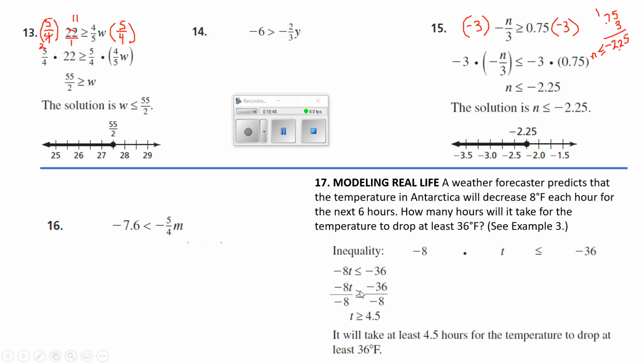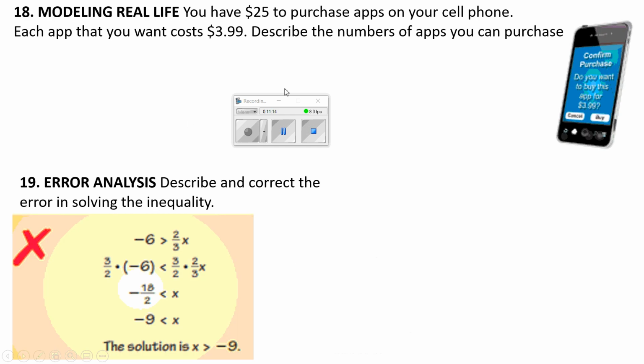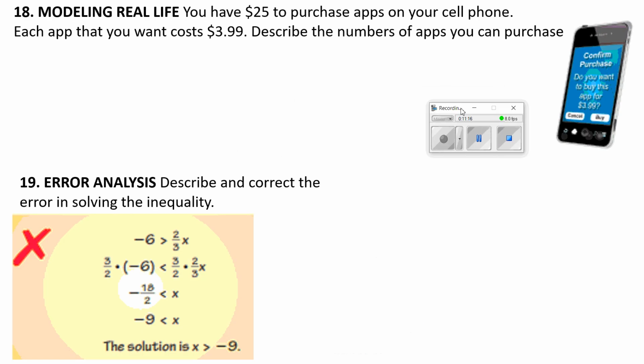You might have noticed they turned the inequality symbol around, and that's because we divided by a negative number. Does everyone see that? And the minute I divide by a negative number, I have to turn this symbol in the other direction. It will take at least 4.5 hours for the temperature to drop at least 36 degrees Fahrenheit. Number 18 is for you to do. I'm going to do number 19.